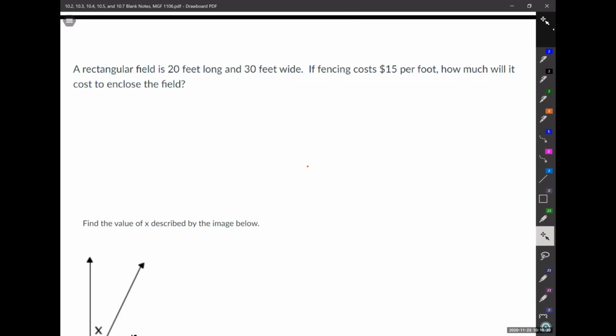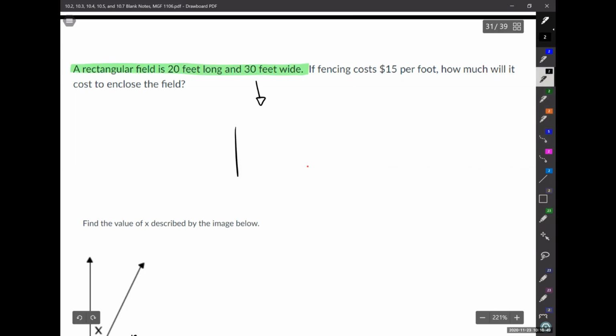Excellent, Cleo, as well. Excellent, Jordan. And they've given us some hints about this. As you're working through these problems, I think it's good to draw out a small picture. It doesn't take very long, and it's going to increase your accuracy. It's a rectangular field, and they said it's 20 feet long and 30 feet wide.